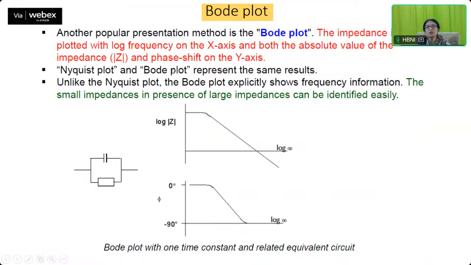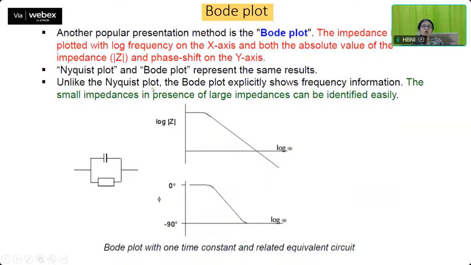Another popular presentation method is known as the Bode plot. The impedance is plotted in this case with log frequency, as you can see, log omega on the x-axis, and both the absolute value of impedance and the phase shift on the y-axis. So you see over here, you have the absolute value of impedance as well as the phase shift. The Nyquist plot and the Bode plot represent the same results. You can express the equivalent circuit either as a Nyquist plot or as a Bode plot.